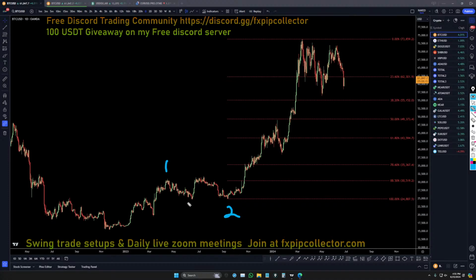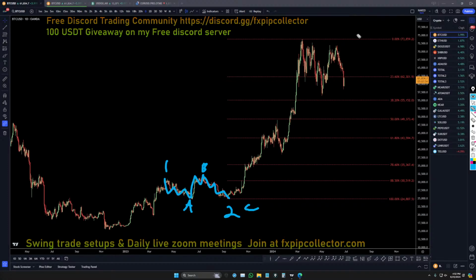The wave 2 is a very traditional ABC correction. It's a nice 5 waves, 3 waves up, 5 waves down. 1, 2, 3, 4, 5. 1, 2, 3. 1, 2, 3, 4, 5. That is a very traditional ABC correction, and it's a very shallow correction. It's probably only about a 38% correction.